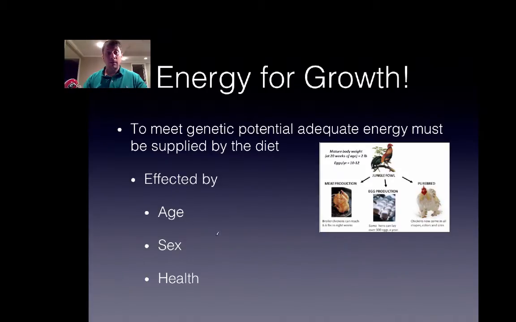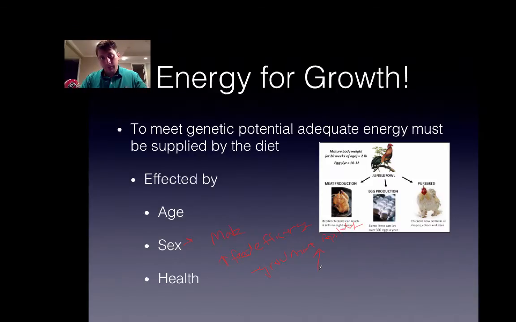Okay. Sex. So sex is going to have an impact. For instance, when you are raising broilers, you'll often raise males and females separately, and that has to do with the fact that males are going to have a higher feed efficiency. So they're going to grow more rapidly. And since they're going to grow more rapidly, you're probably going to want to have a more energy and nutrient dense diet for them as opposed to the females.